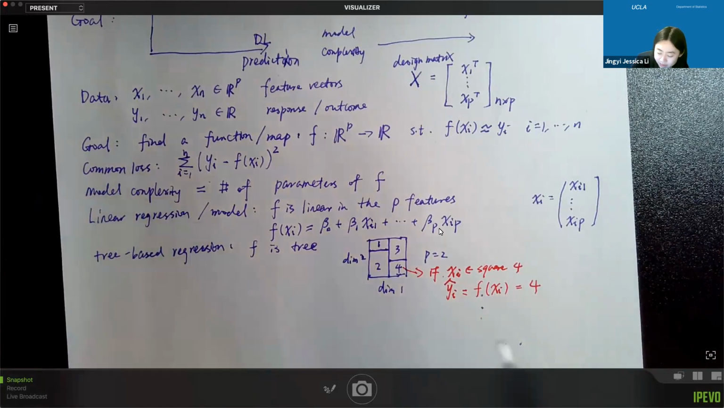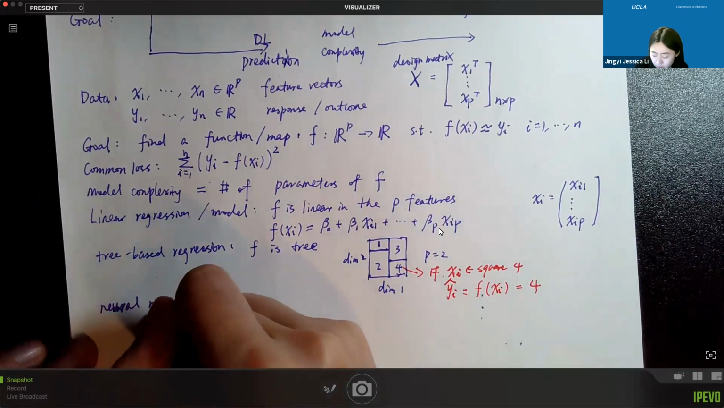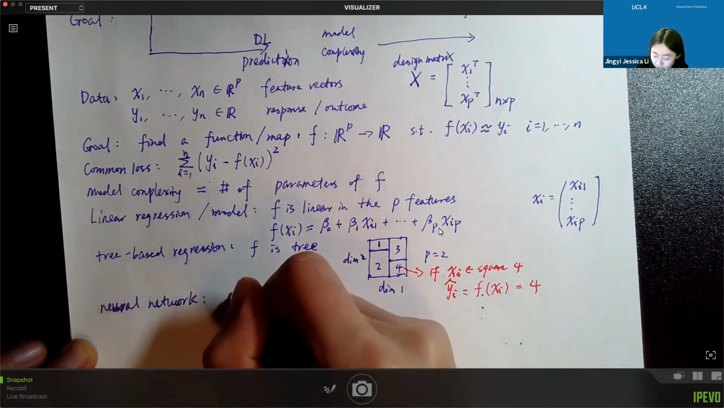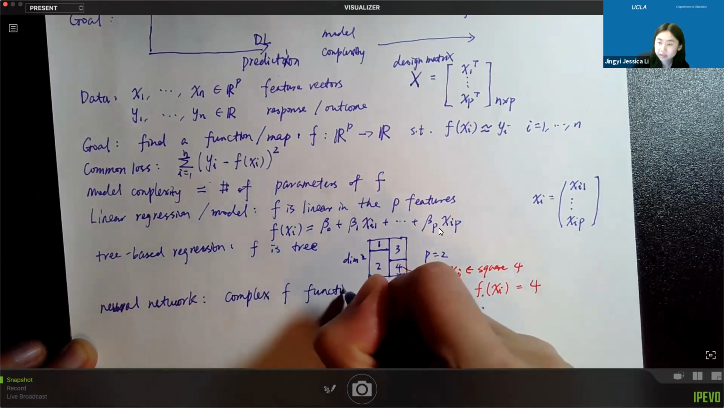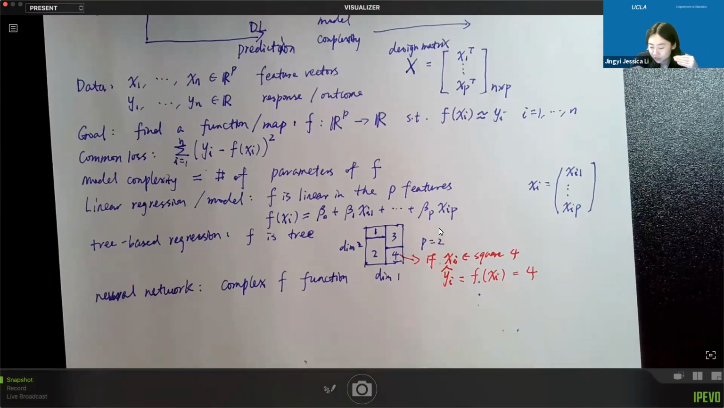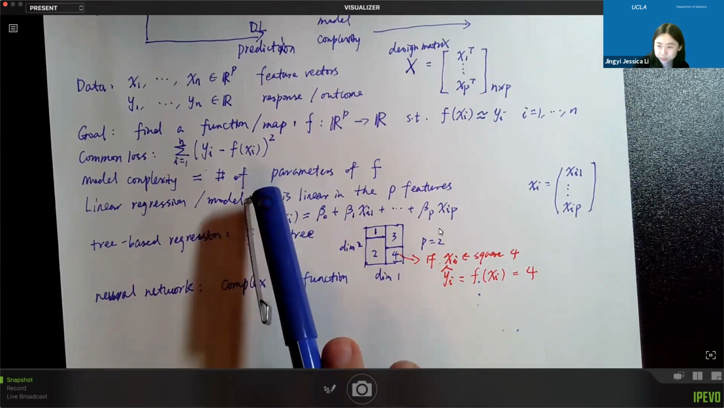So what I mean here is that the neural network is nothing special. You can think of a neural network as a complex F function. It is a complex function. You are using layers, the linear combination, and the nonlinear transformation to make the F really complicated. So as you can see, when we talk about interpretability, it is essentially about the parameters of F, whether these parameters are interpretable or not.